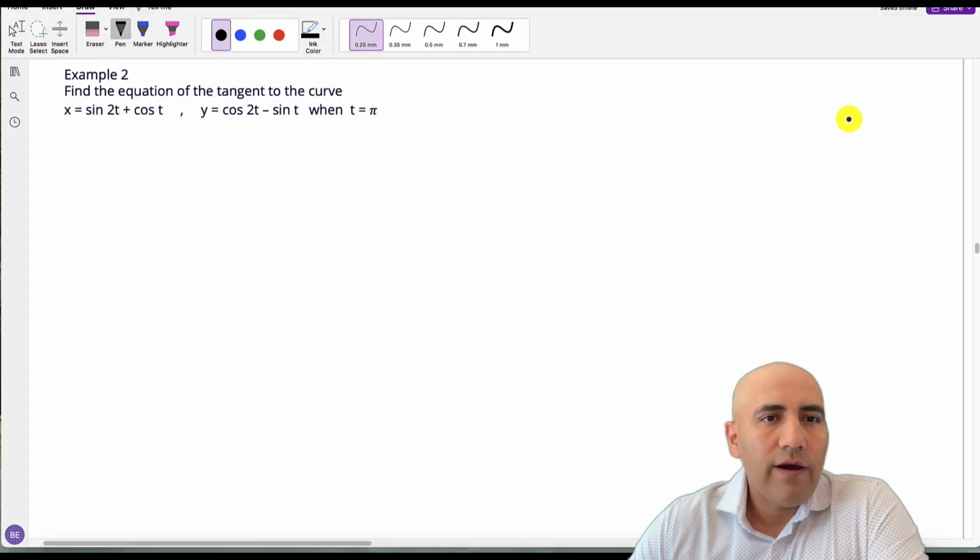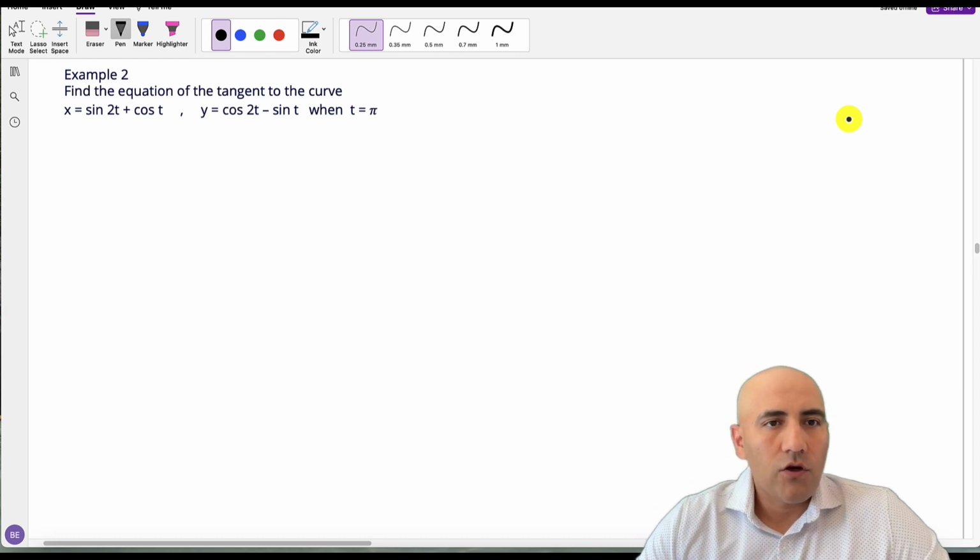Okay, example 2. Find the equation of the tangent to the curve x equals sine 2t plus cosine t, y equals cosine 2t minus sine t, when t equals pi. Okay, so the first thing we want to do is calculate the ordered pair x, y that results when t equals pi.